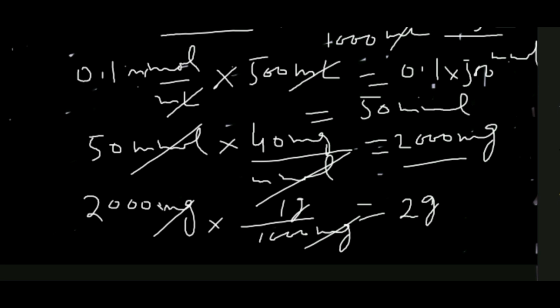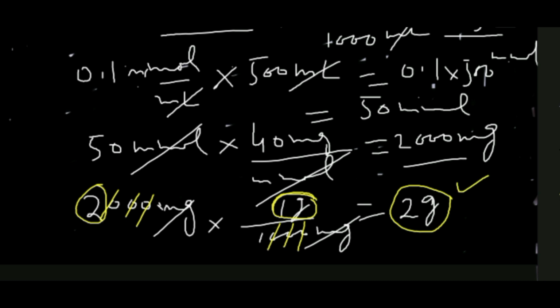So here only the unit gram is remaining, so this will become 2 gram. Because 3 zeros will be cancelled, the remaining digit is 2 and the unit is gram. So we have obtained 2 gram. Now 2 gram of NaOH will be taken.